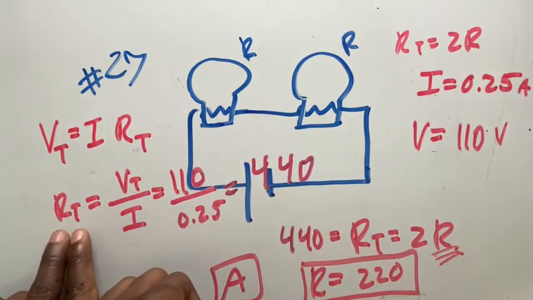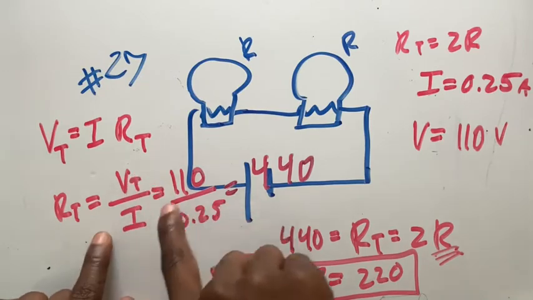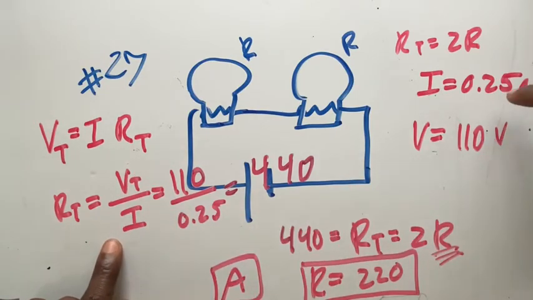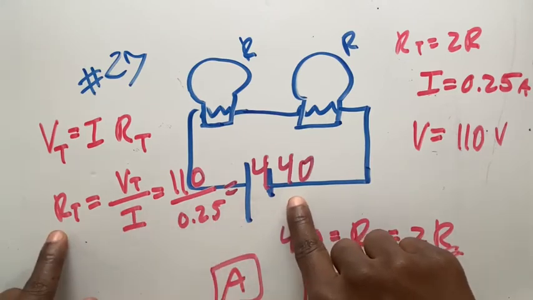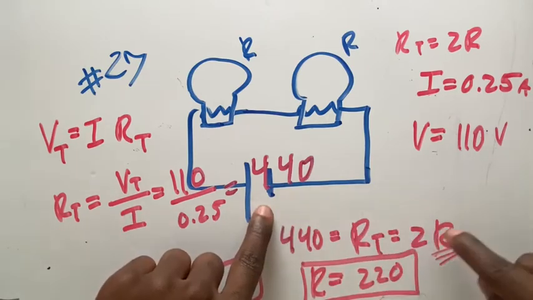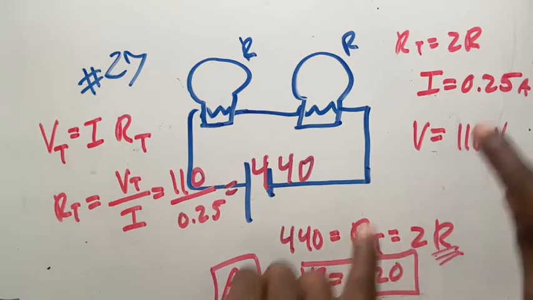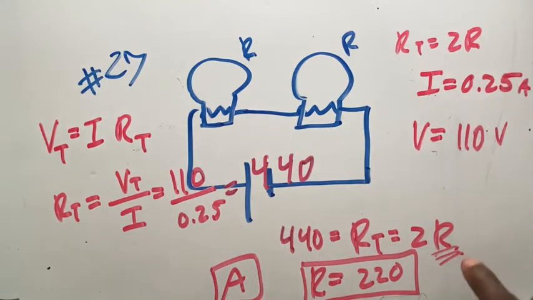Then dividing the total voltage by the current, I was able to find the total resistance. From the total resistance, we knew it was equal to 2 resistors, so we could divide that and solve for just one of the resistors. All right, so now 28 then.